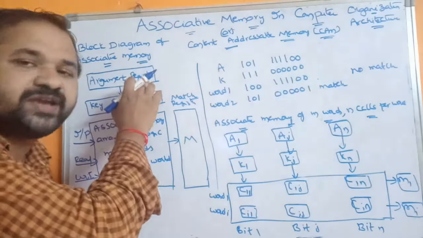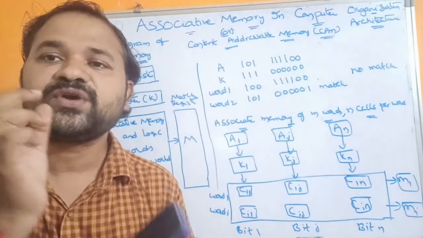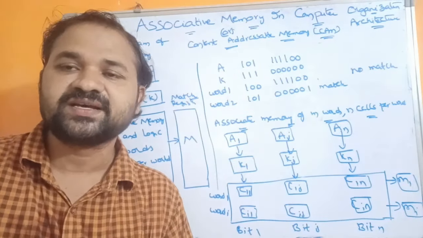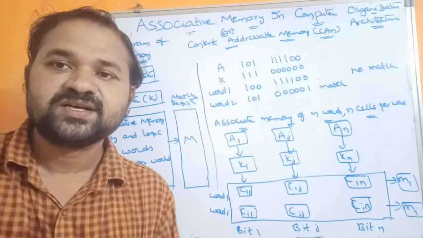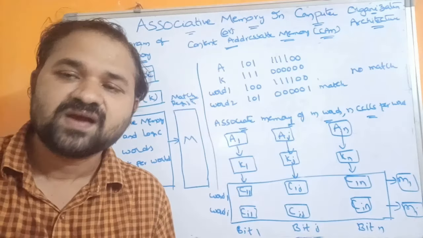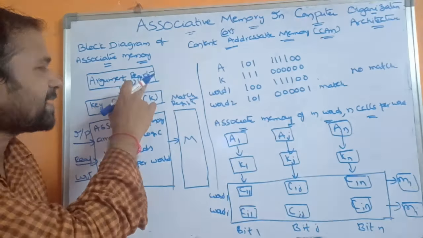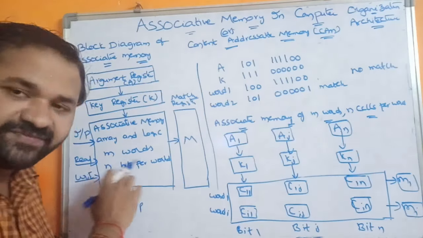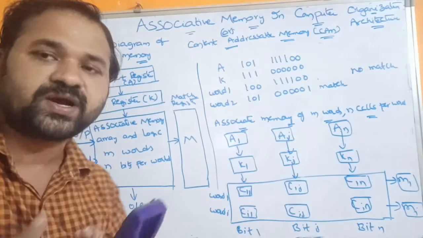Here the point is, we can compare the content of the argument register with the content of the associative memory only when the key register contains ones. If the key register bits are zeros, then the comparison will not be done. The key register bits may be either zeros or ones. Only those bits of the argument register and associative memory where the key register has ones will be compared. The capacity of the argument register and the key register is n bits. So if the word contains 10 bits, then the argument register also contains 10 bits, as well as the key register.